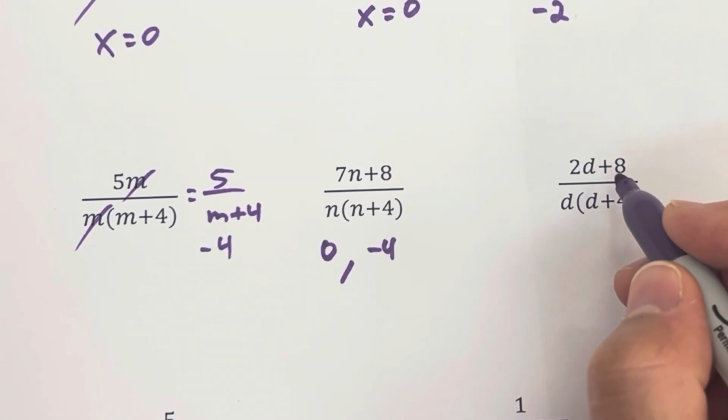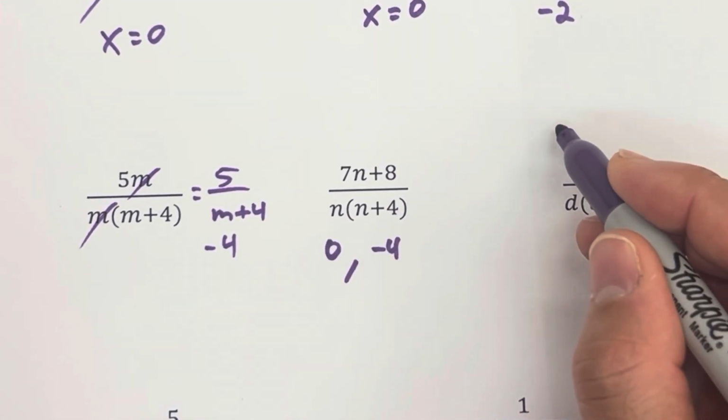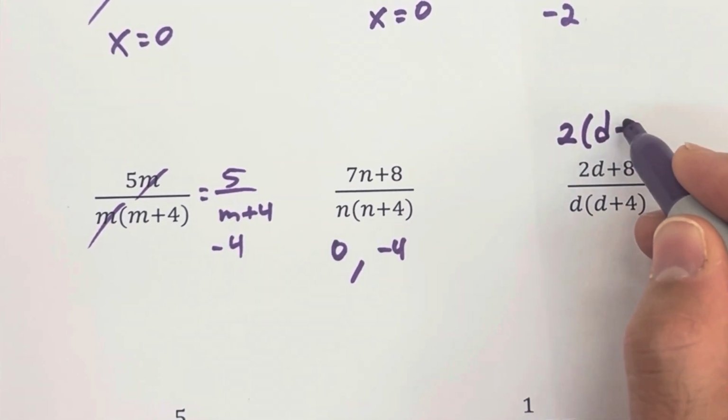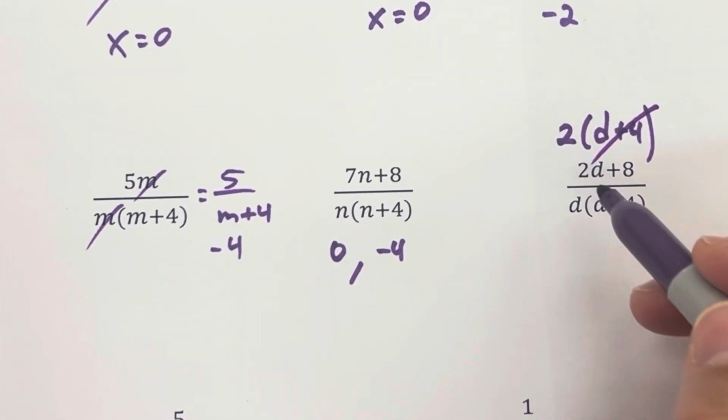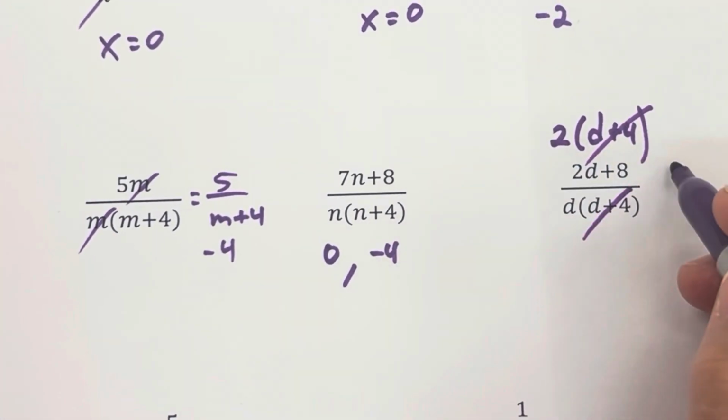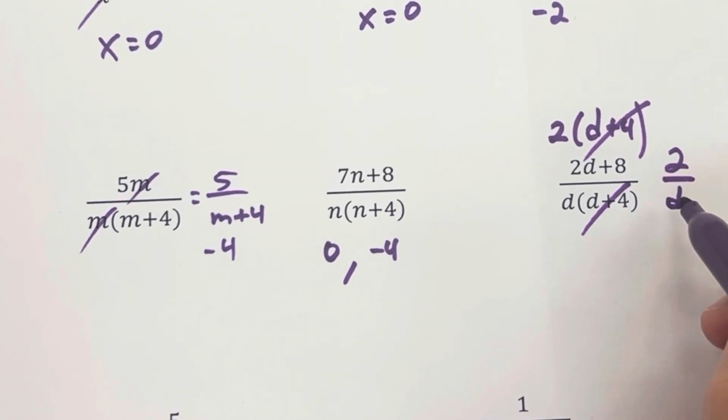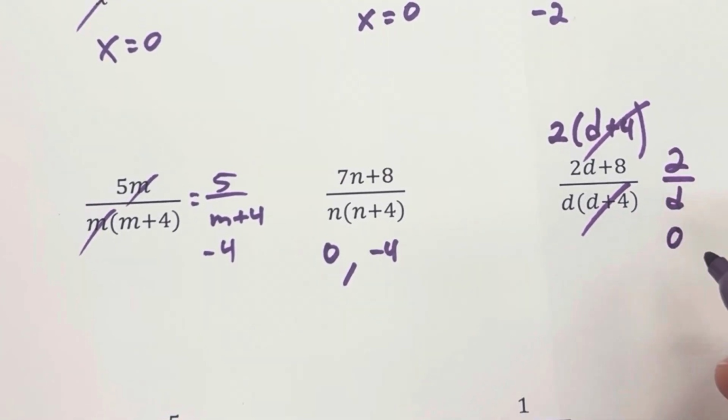So here you can do common factor. You can put 2 outside, d plus 4. So this d plus 4 is simplified with d plus 4. You have 2 over d, and then the value that makes this undefined is 0.